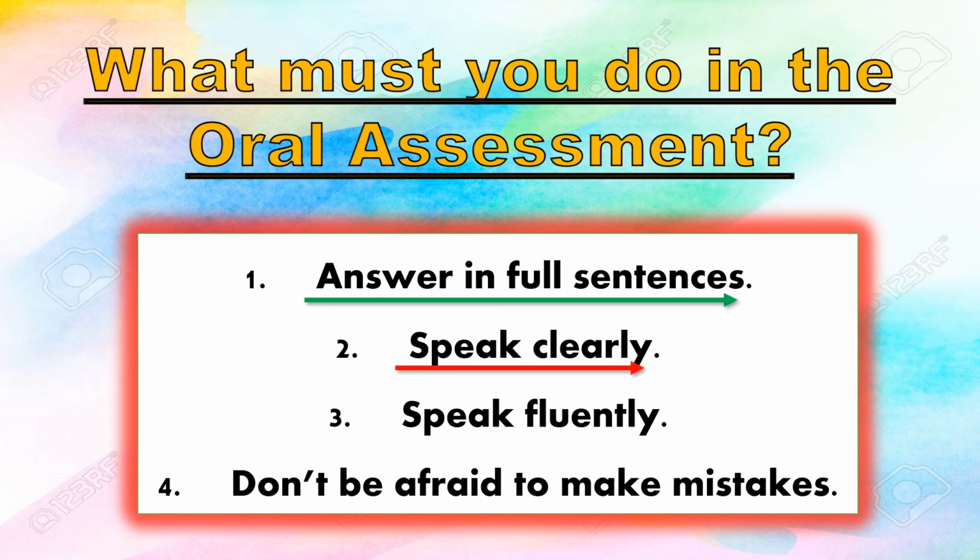Number 2, speak clearly. When you're speaking, you must make sure that the teacher understands every word. Huh? Teacher, I don't understand. Yes, because I'm not speaking clearly. If you speak clearly, the teacher knows what you're saying. Number 3, speak fluently. Fluently means that you speak without stopping. For example, now I am speaking to you fluently, but that is not fluently. You need to try and speak as clearly and fluently as you can.